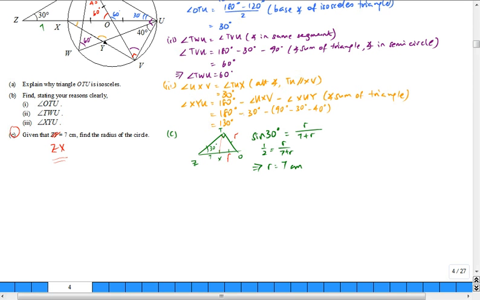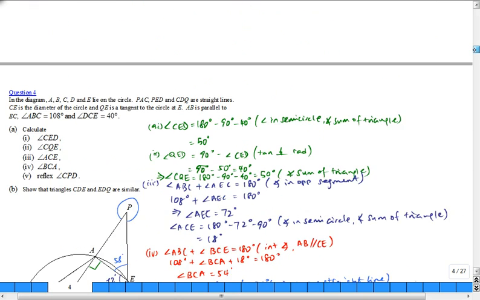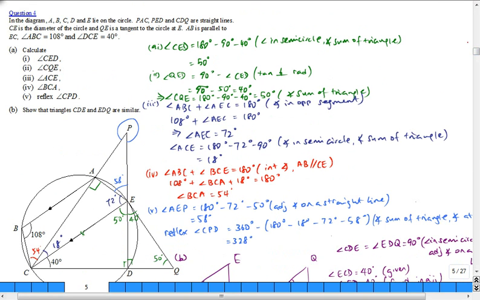Okay, let me move on to question number 4. Part A, any problem? Part A. Part B, showing that they are similar. Are you able to do it?